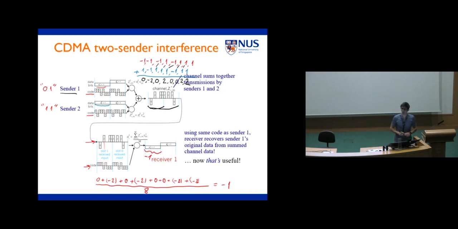Now that can be useful, right? Imagine you can have more senders, and you can decode each of their individual transmissions by assigning each of them a chipping sequence and using that chipping sequence when decoding. So now my question to you is, can I have infinitely many senders here? Up to how many senders can I have here? Any guesses?